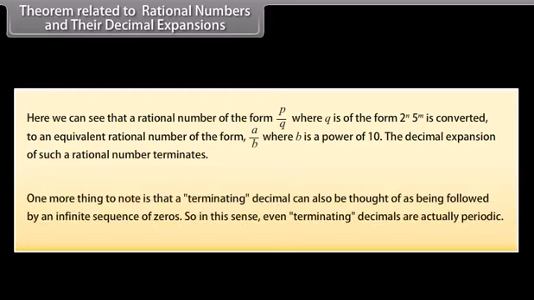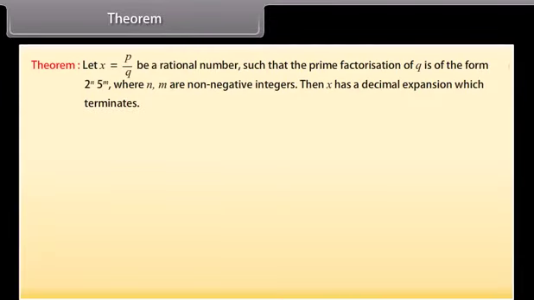One more thing to note is that a terminating decimal can also be thought of as being followed by an infinite sequence of zeros. So in this sense, even terminating decimals are actually periodic. Theorem: Let x equal p upon q be a rational number such that the prime factorization of q is of the form 2 raised to the power n, 5 raised to the power m, where n, m are non-negative integers. Then x has a decimal expansion which terminates.